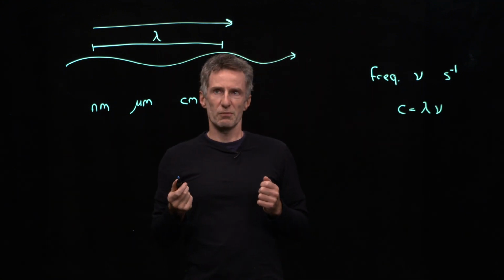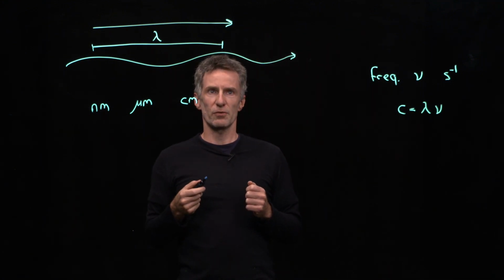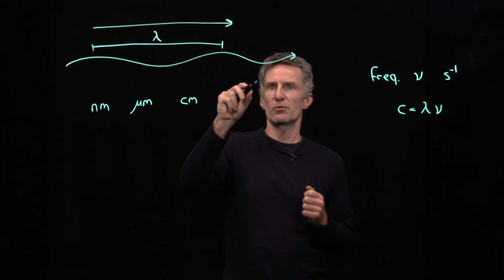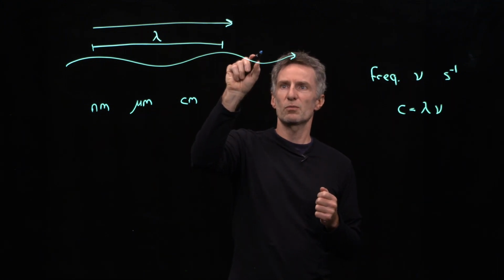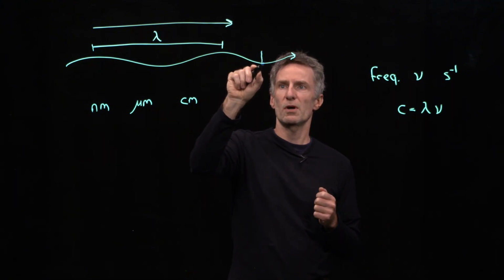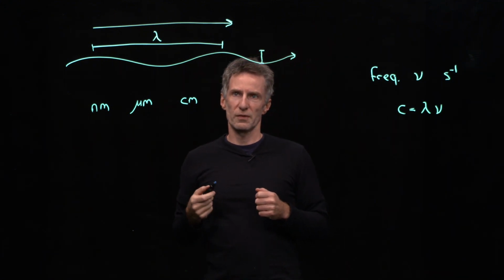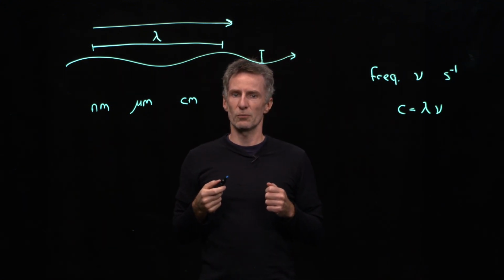Other characteristics that we can think of are, for example, amplitude, which we can imagine as the vertical distance between the wave bottom and the wave peak. And this is a way to think of the intensity of the radiation.